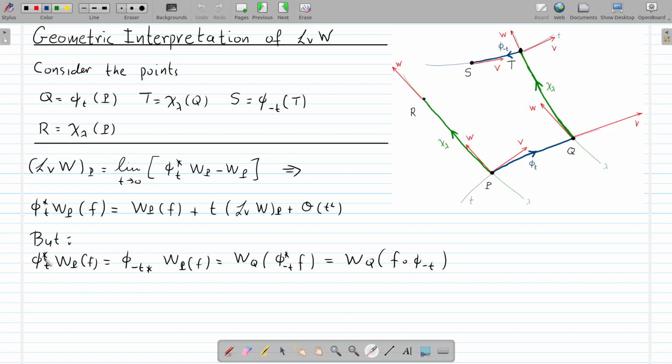But the action of phi star t W_P on f is, by definition, the push forward by the inverse function of W_P. And by the definition of the push forward, this is computed by taking the action of W at the point Q on the pullback function phi star f. But this pullback is nothing but the composition of inverse phi t with f.